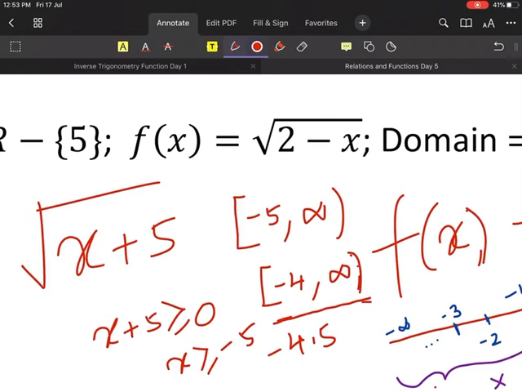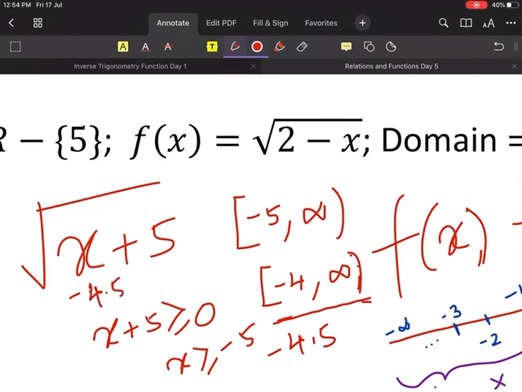Now you see, if I say this is the answer, it means I am rejecting minus 4.5. Yes or no? And if I say this is the answer, I am rejecting minus 5 also, right? But if I put minus 5, look at here. Minus 5 plus 5 is 0, right? And 0 is defined, right? Please tell me, guys, yes or no?